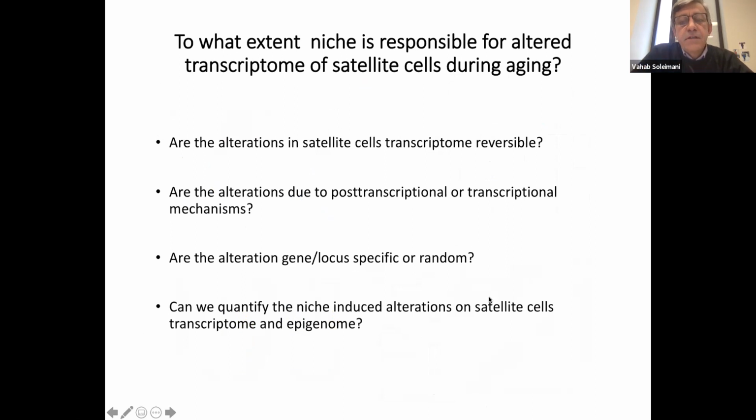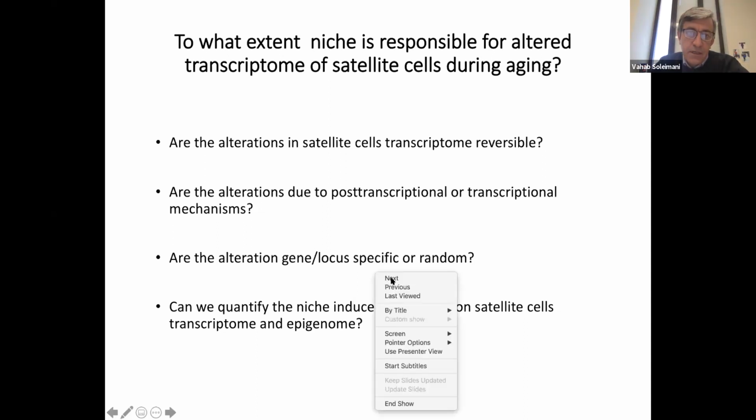Are the alterations gene or locus specific or random? In other words, is there a locus-specific effect on an altered transcriptome or epigenome? And then the last question that we wanted to address through our model: we wanted to design a model where we could actually quantify the direct effect of niche on the alterations of the transcriptome and epigenome.